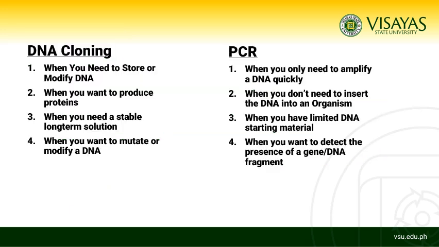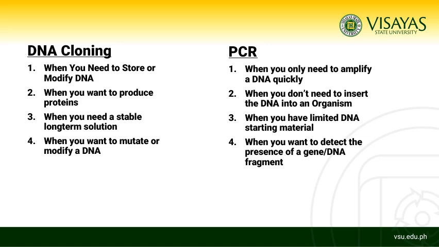On the previous slide, we talked about DNA cloning as something that we need to make identical copies. So how is it different from the PCR? So here we have a list of the things that we do when we want to do cloning and we want to do PCR. In cloning, we do cloning when you need to store or modify a DNA. So cloning allows the DNA to be stored in living cells, let's say for example in a bacteria, and you can store that for a long time. And these cells can also be grown and they can be multiplied whenever you need more of their DNA.